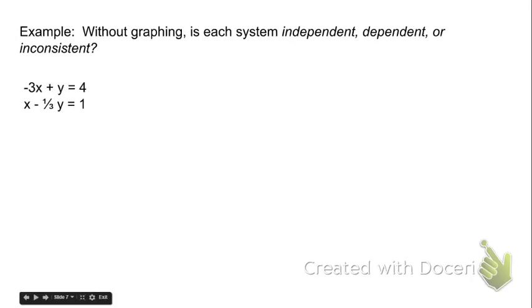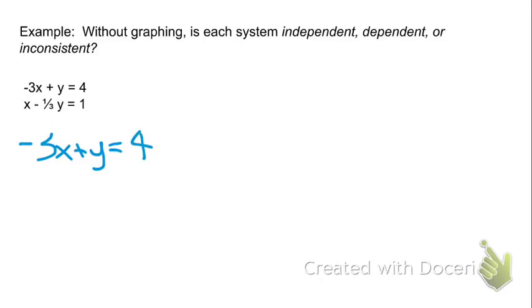First system is -3x plus y equals 4. So the first thing that you want to do is find the slope. So we have -3x plus y equals 4. And again, remember our slope is always going to be, mothers are against boyfriends. That means that the opposite of A is +3 and B is 1.